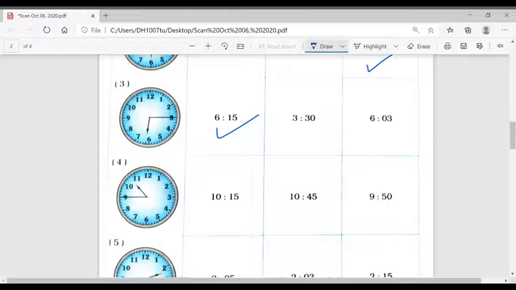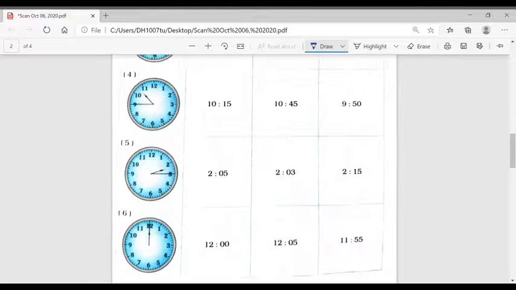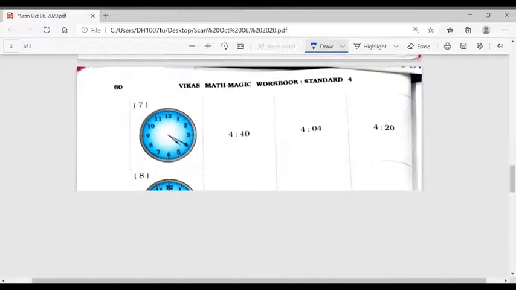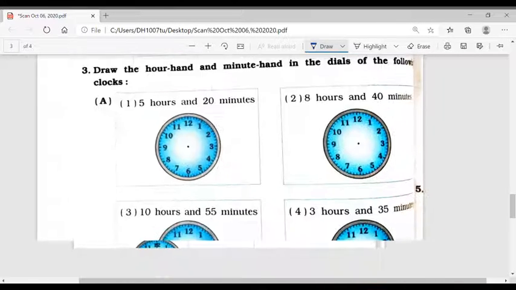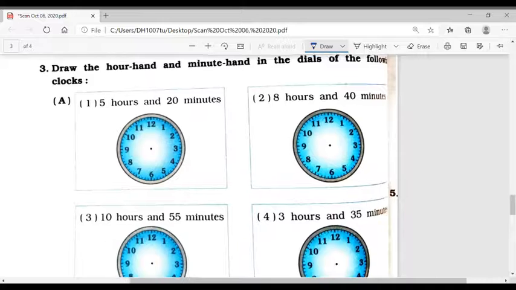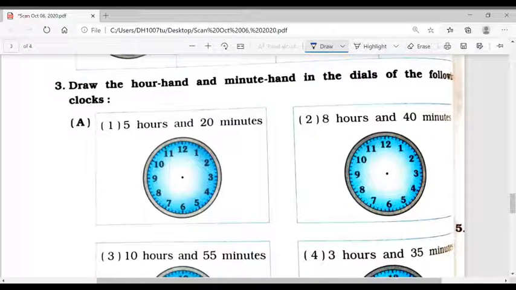You have to draw the time. Already in the chapter I have shown you how to draw the time. The time is written. First question I am drawing for you. You see here 5 hours and 20 minutes. For 5 hours, the smaller hand will point towards 5, and for 20 minutes the bigger hand will point to 4, since 5 fours are 20. You will draw 5 with the smaller hand and 20 up to this. This will show 20.